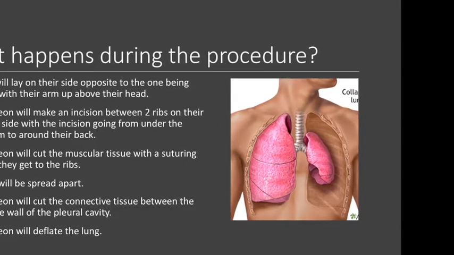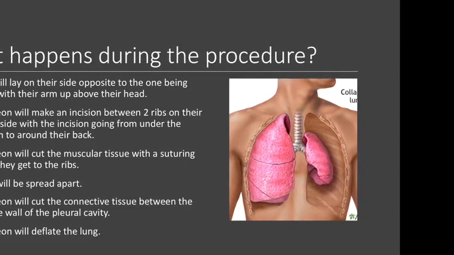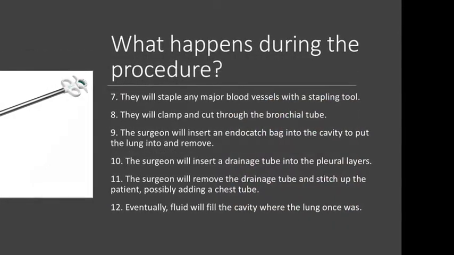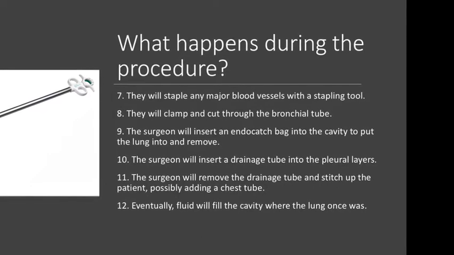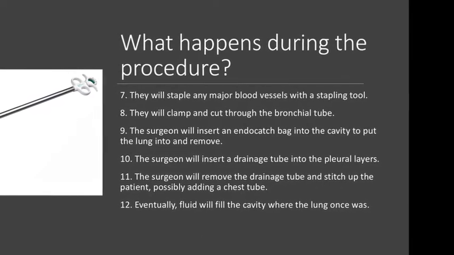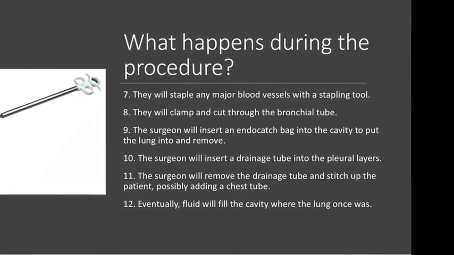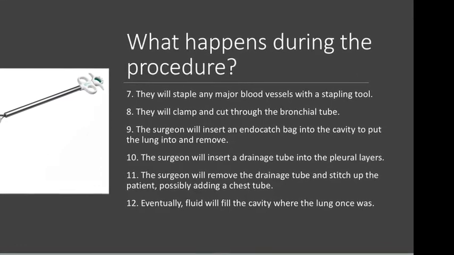7, they will proceed to staple or disconnect any major blood vessels, aka the pulmonary vessels, to prevent major bleeding into the pleural cavity using the stapling tool. This acts like a suturing clamp where it blocks off both passageways without the vessels bleeding everywhere.